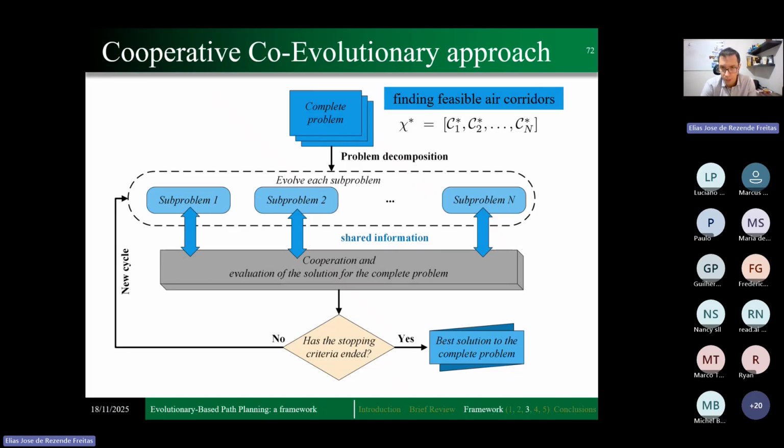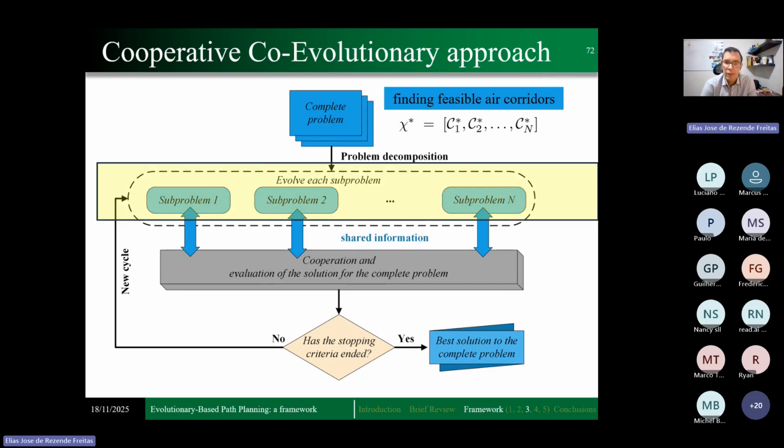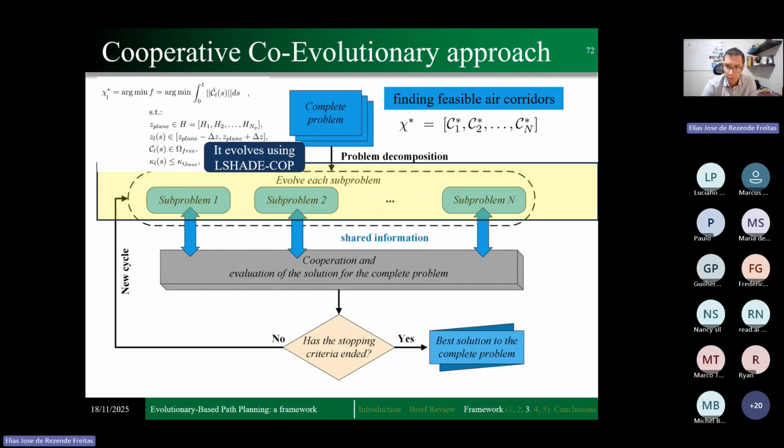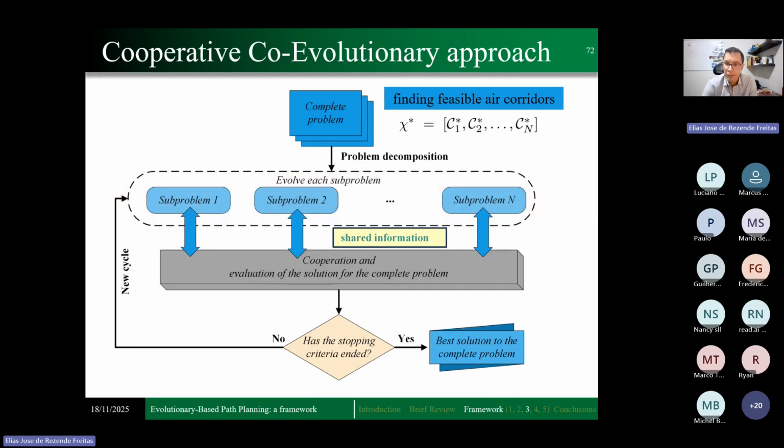Here is the general idea behind it. The original problem is divided into n sub-problems, each formulated as an optimization task that minimizes its own path length while satisfying its corresponding constraints. These sub-problems evolve for a few generations using the evolutionary algorithm, which incorporates shared information, in this case, the best path obtained from the other sub-problems.